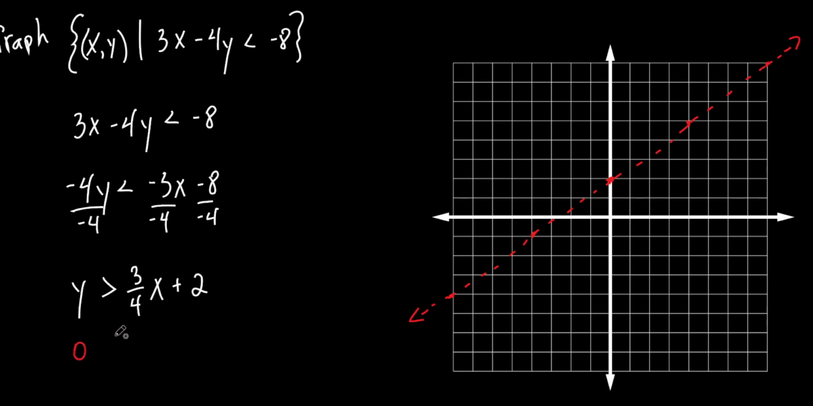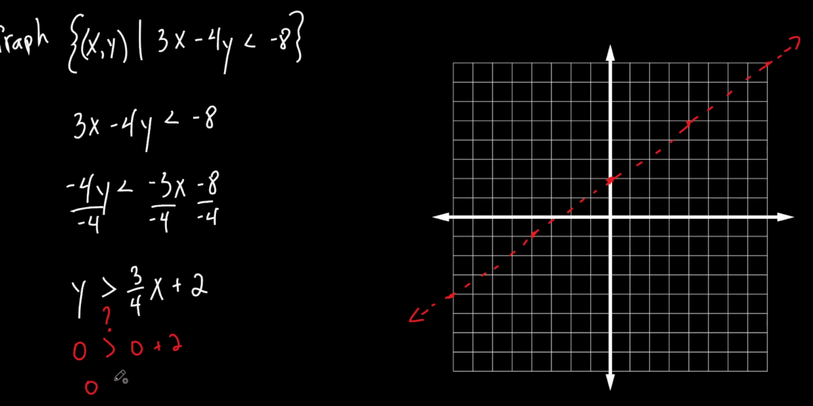So 0, let's see if it's equal to, I'll put a question mark above it this time. So is 0 less than this or greater than this? Well, what's 3/4 times 0? 0. That's why I picked 0. It makes it super easy. Would you agree? Yeah. And then plus 2, which is 2.